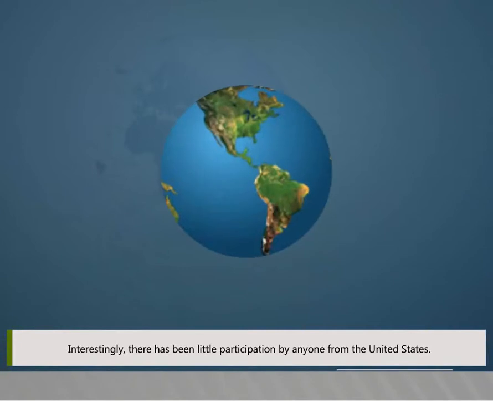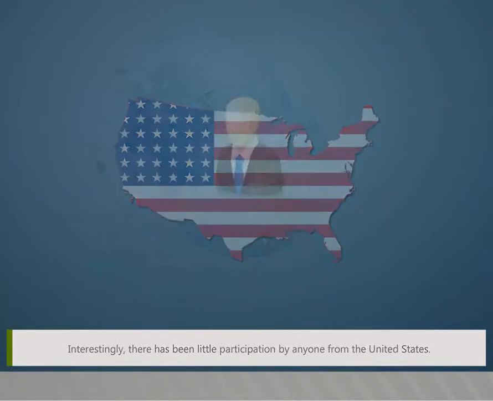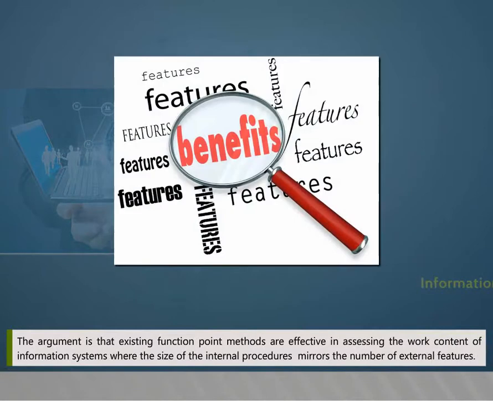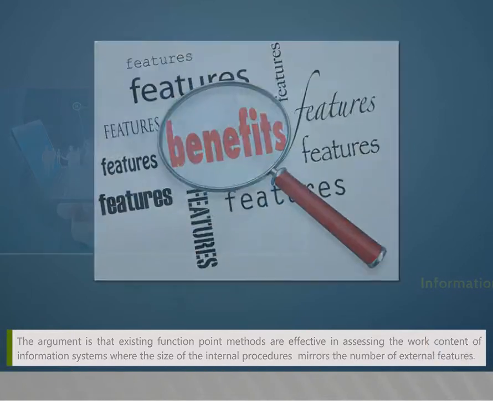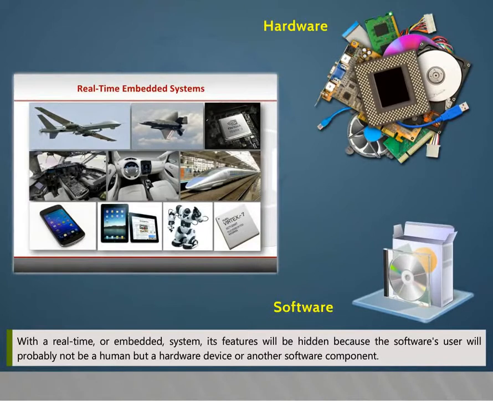Interestingly, there has been little participation by anyone from the United States. The argument is that the existing function point methods are effective in assessing the work content of information systems, where the size of the internal procedures mirrors the number of external features. With a real-time or embedded system, its features will be hidden because the software's user will probably not be a human, but a hardware device or another software component.